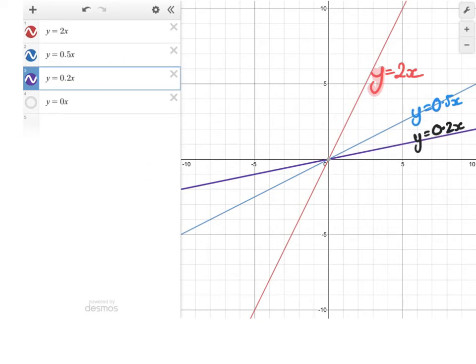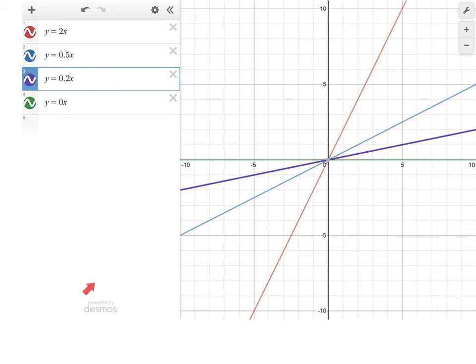One more to look at. You might just be able to see it, but for this line here, there's a green line coming along here. And that green line there is for y equals 0x. Now, that's not the shortest way to write that, but let's have a think about what we found so far. We found that the number in front of the x gives us our gradient. So we don't have a gradient for 0, it's flat, right?